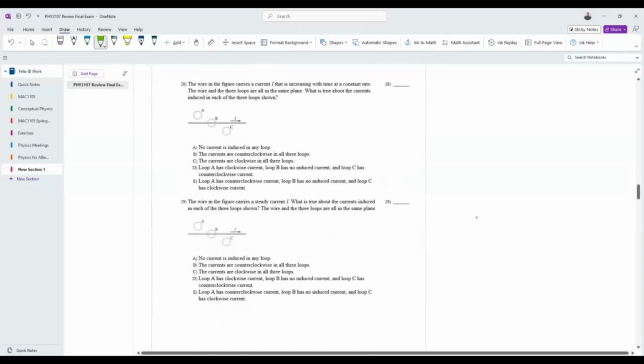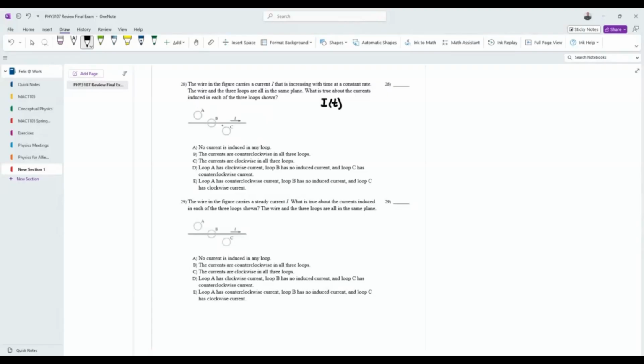Look at this other one. This one is also very interesting. They say the wire in the figure carries a current I that is increasing with time. So you have a current I of t, a current that changes with the time. We have the current pointing to the right. As this is a current that is changing with the time, we have a change in magnetic field. So we have a change in magnetic flux through the rings.